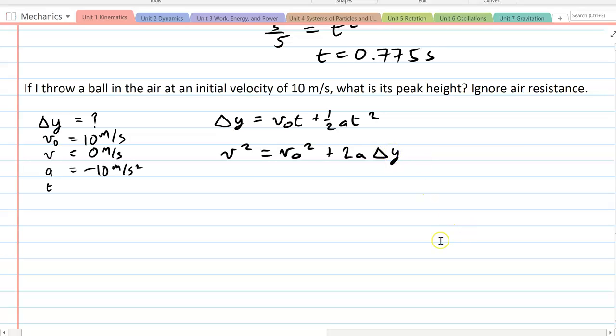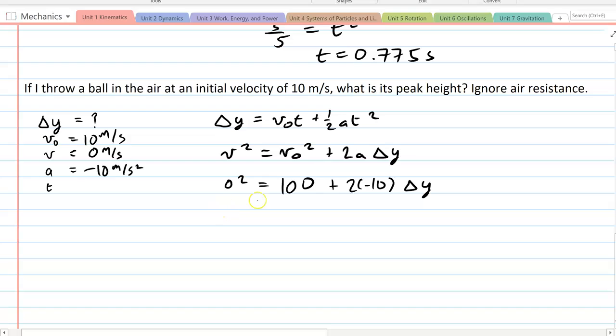Alright, so this is not too bad. We just plug in 0 squared, we plug in 10 squared, which is 100, we plug in 2 times -10, and then we want to find this, right? This is the quantity we want. So now we just start solving for it.